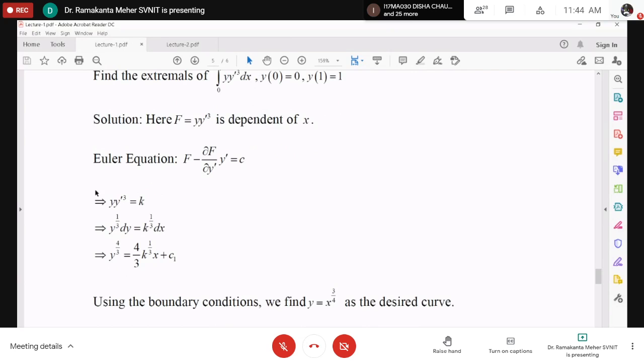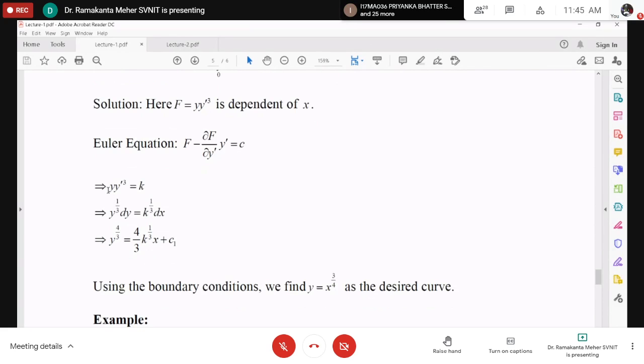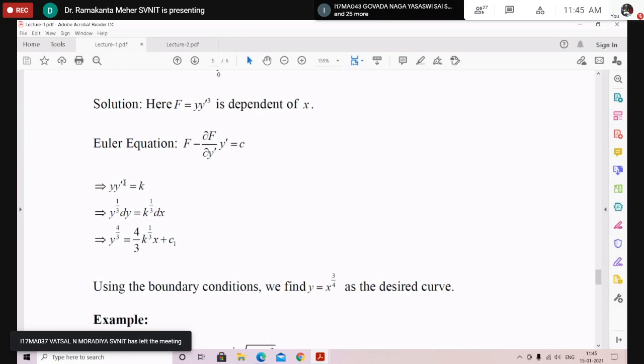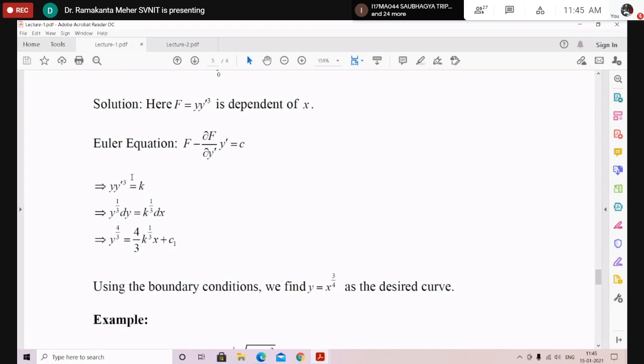Now we try to solve this differential equation. It is a simple first-order differential equation: y into y dash cube equal to k, that is, y into dy by dx whole cube equal to k. If we integrate both sides, we can easily solve it. After simplification, this becomes y to the power 1 by 3 dy equal to k to the power 1 by 3 dx. Since this is dy by dx whole cube, we have taken the power 1 by 3 on both sides.